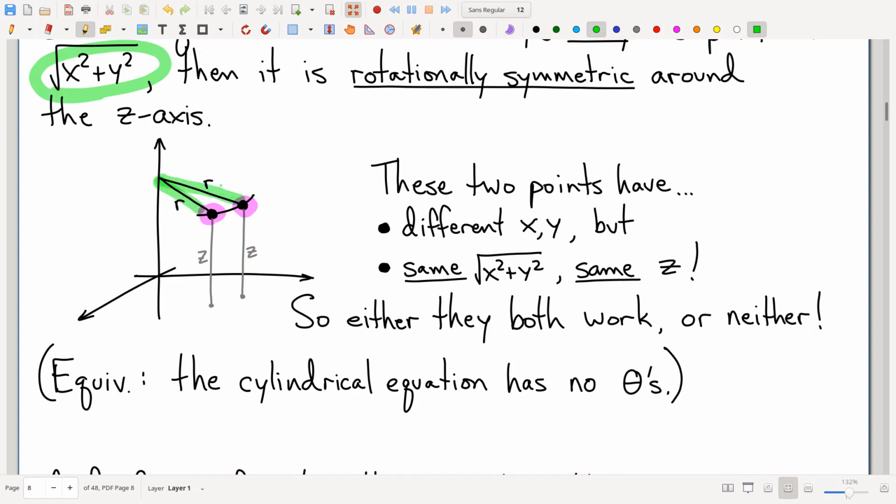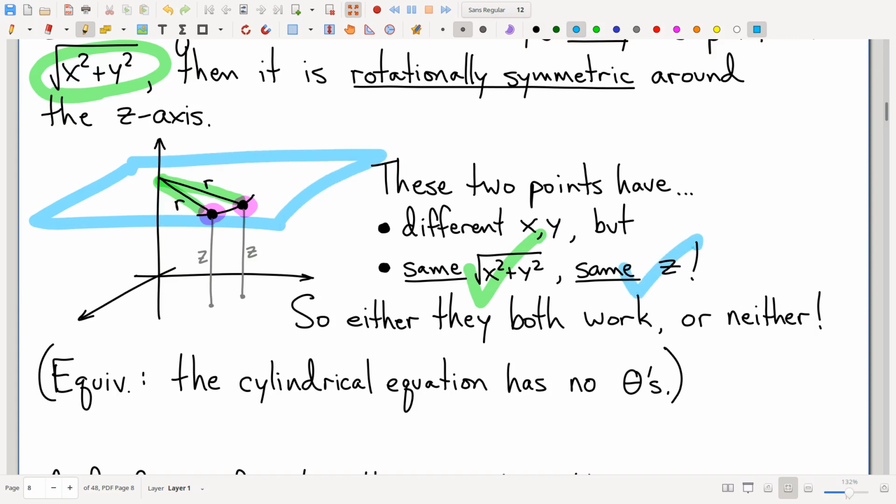And of course, that expression, square root of x squared plus y squared, is what you might call the cylindrical coordinate r, namely distance from the z-axis. And because these are rotations of each other, different x and different y, but they have the same value of square root of x squared plus y squared. And of course, they're also in the same horizontal slice, which means they have the same z. So as far as the equation is concerned, everything that actually gets plugged into the equation, these points are morally the same. And so either they both work or neither works. All the same arithmetic.